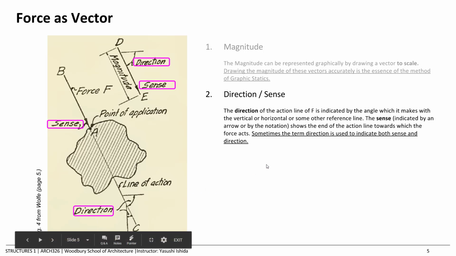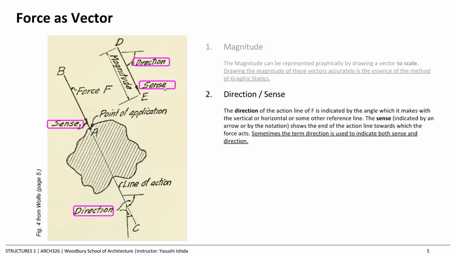Anyway, another one was direction, or in this case, there are two terms, direction and sense, which are kind of two similar concepts. Anyway, direction is basically this, right? Like the rotation angle, you can represent it by an angle against a horizontal line or vertical line or whatever you choose. But let's say your direction is this way.